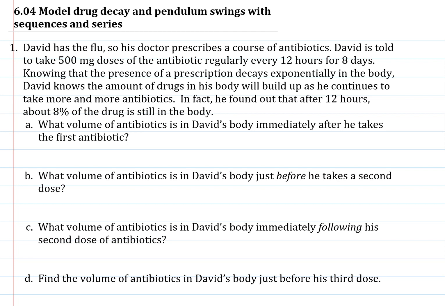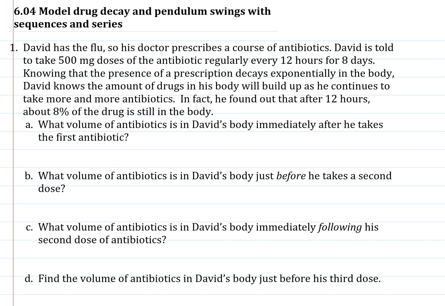Today we're going to look at a few specific kinds of examples of ways we can apply sequences and series to real-life examples. Let's take a look at example 1. David has the flu, so he gets antibiotics. He's told to take 500 milligrams every 12 hours for 8 days.